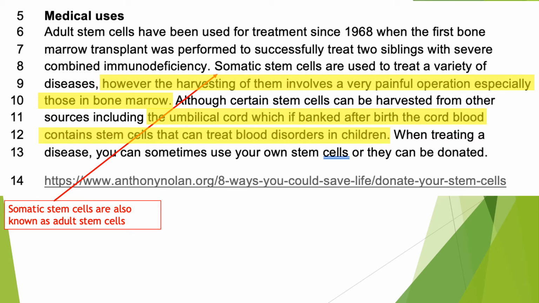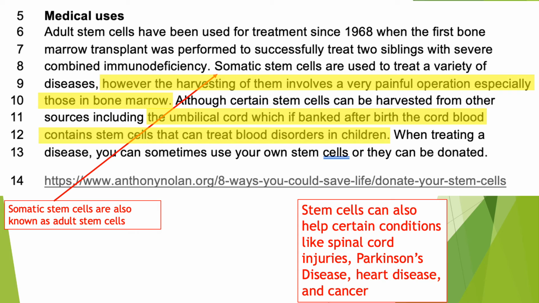Okay. I just want to make an extra note here on the side, saying that stem cells can also help other conditions such as spinal cord injuries, Parkinson's disease, heart disease, and cancer. All right. So once you go into detail about what these things are, such as Parkinson's or cancer or heart disease, you begin to understand that stem cells are actually a really efficient way to treat some of these conditions.